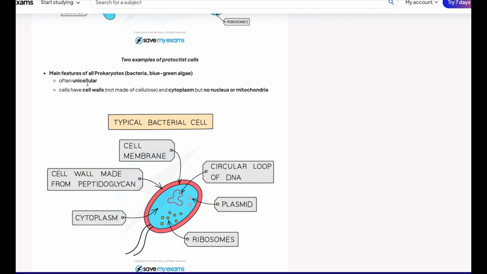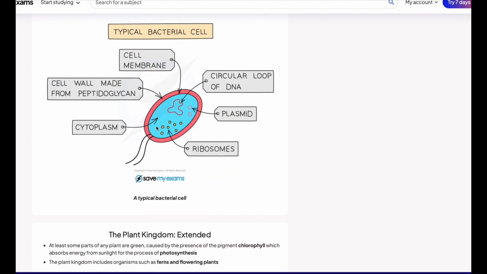Is that okay? One of their characteristics is that they are unicellular. And the cells have a cell wall, as if they are plant cells, but they are unicellular. So let's take a look at the example of a bacterial cell.